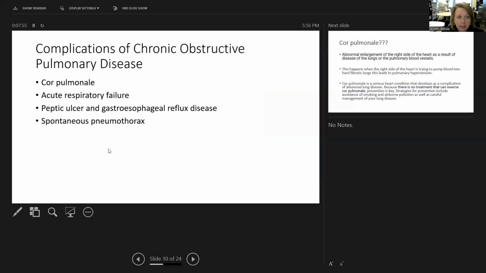Complications of COPD. Cor pulmonale is one, and we'll go into depth with this one. It's right-sided heart failure. Others are acute respiratory failure, peptic ulcer and GERD, which is gastroesophageal reflux disease, and spontaneous pneumothorax. So we can have a pneumo, where there's pressure and it drops the lung, and that's where they need a chest tube and things like that to help re-expand the lung.